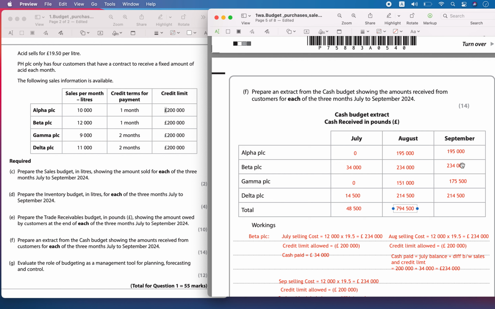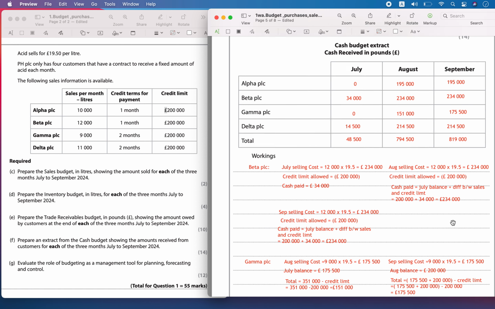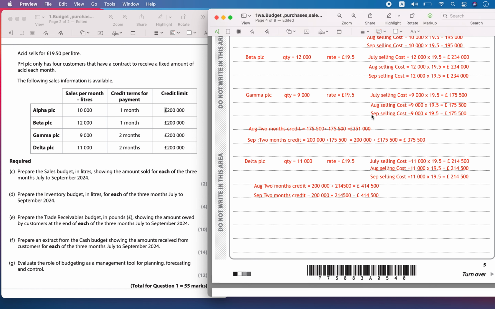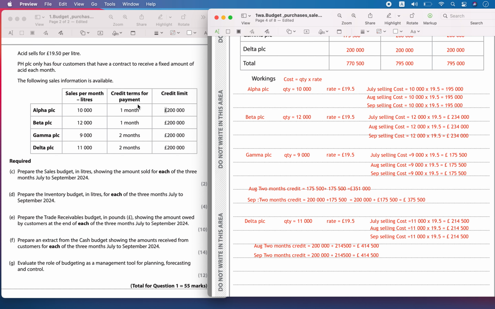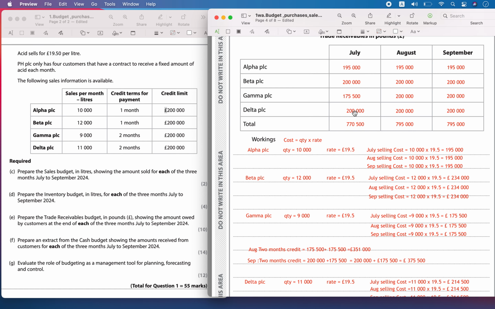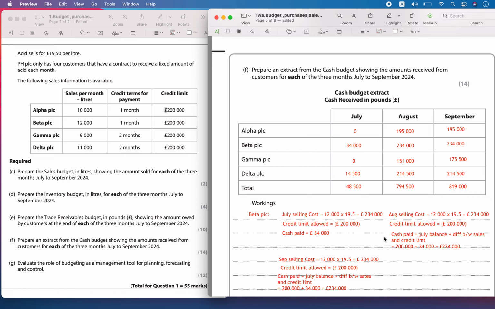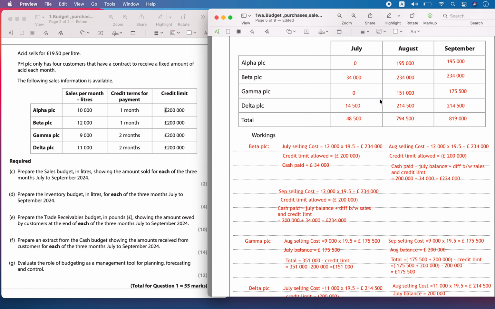Then for the month of September, 195,000 plus 235,000 plus 175,500 plus 214,500 is equal to 819,000. So this is the amount for September. This is how the cash budget is prepared. For the trade receivables, based on the credit payment terms and the credit limit, only some amount is allowed to remain in the books, and the rest will be received as cash, which we have calculated here as the cash budget. That is what would have happened to the business.